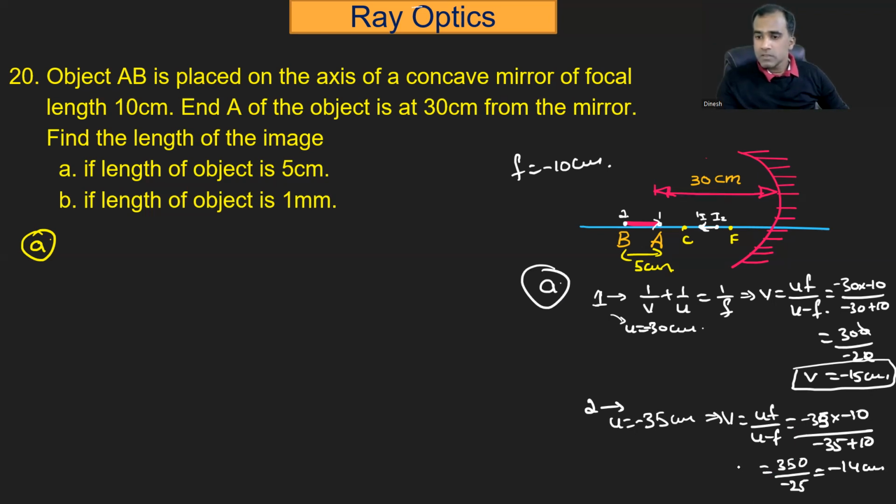So this is V for point 2. This is V for point 1. We got this length, which is V1, and this length we got, which is V2. So just take the subtraction. It is only 1 centimeter. So these two points are at a distance of 1 centimeter, which means 1 centimeter is the length of the image. If the length of the object is 5 centimeters, find the length of the image. Here, the length of the image is 1 centimeter.